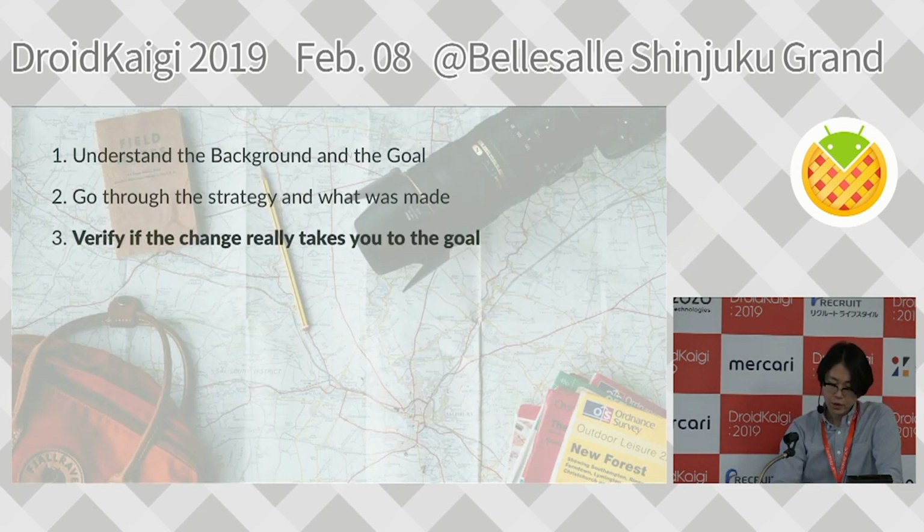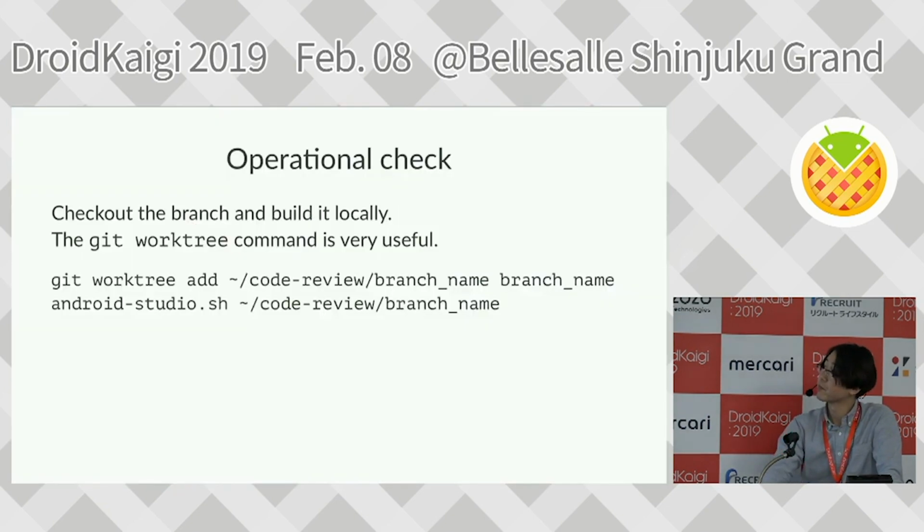Next, if you agree with the strategy, let's actually run it following the verification steps in the description. To avoid wasting time, we usually do the operational check before code review. Sometimes the Gradle build fails after checking out a branch which has changes about build Gradle or data binding. So we use the git worktree command. The worktree command enables checking out the branch in another directory. Using a different directory helps make the build stable.